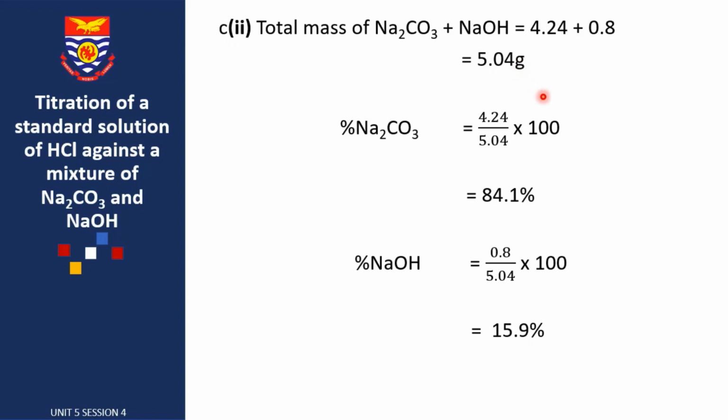To know the percentage of each, we just have to divide its mass by the total mass and multiply by 100. So that of the sodium carbonate will be 4.24 divided by 5.04 times 100. It gives us 84.1. And the sodium hydroxide is going to be its mass, which is 0.8, divided by the total mass, 5.04 times 100. And that also gives us 15.9.